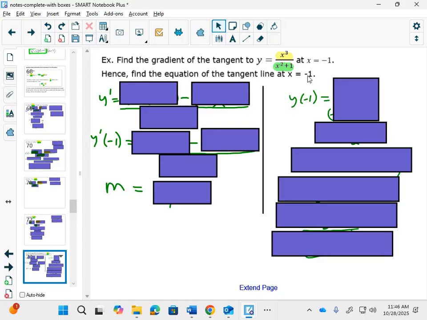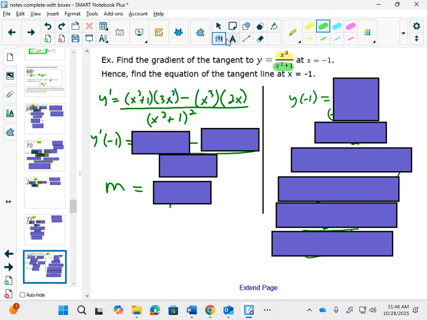Well, if we use our new shortcut, because it's a quotient rule, what does our new shortcut say? We keep the bottom the same. Here's the bottom, I kept it the same. Then I multiply by the derivative of the top. Well, the top was x cubed, so the 3 comes out in front, subtract 1 from the exponent. Minus, now we keep the top the same. Multiply by the derivative of the bottom. Well, the derivative of x squared is 2x. The derivative of the 1 would just be plus 0. So this becomes 2x over the bottom squared.